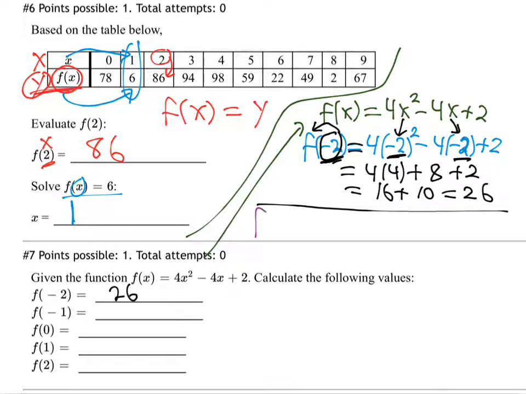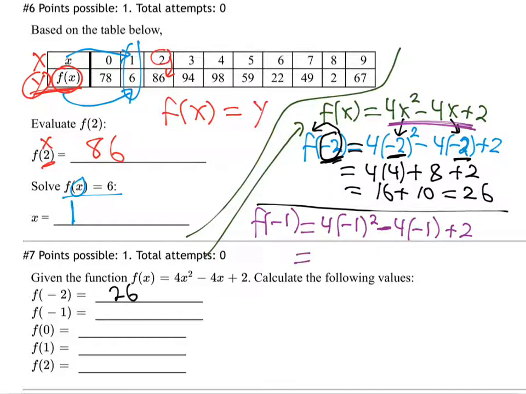Let's try the next one. Let's try f of negative 1. See if you can do that. It's the same exact thing, the same function, 4x squared minus 4x plus 2. But now put negative 1 in both the x spots. Good, so if we put in negative 1, we're going to get 4 times negative 1 squared minus 4 times negative 1 plus 2. Good to there so far.